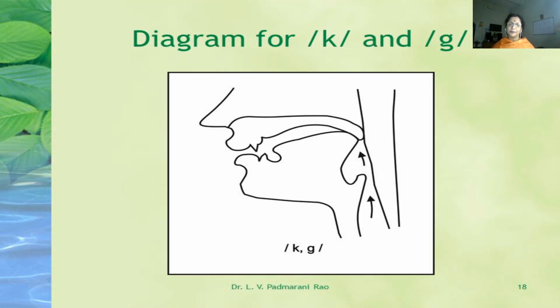K and g. For the production of k, the vocal cords are held wide apart, so it's voiceless, and for the production of g, the vocal cords vibrate, and so it is voiced. So k is voiceless, velar plosive, g is voiced, velar plosive.